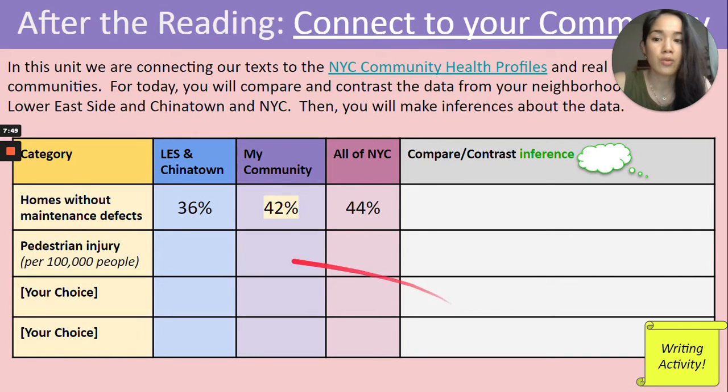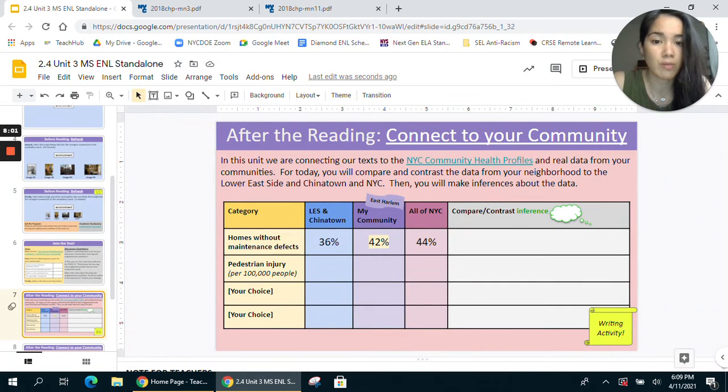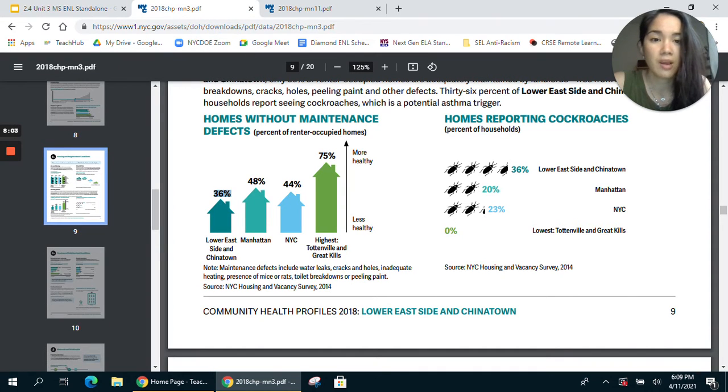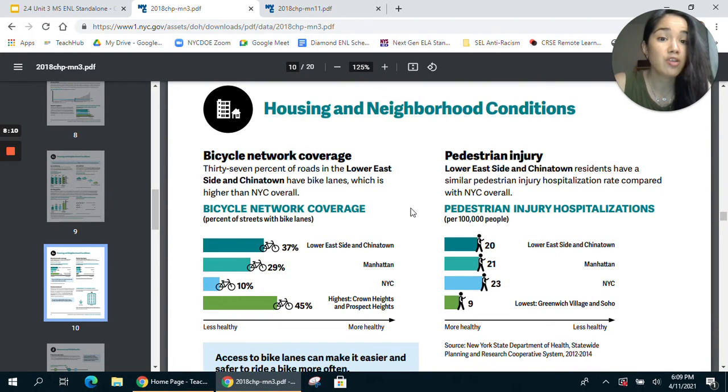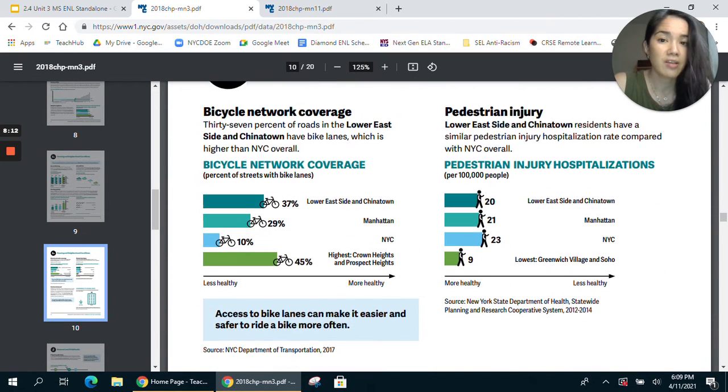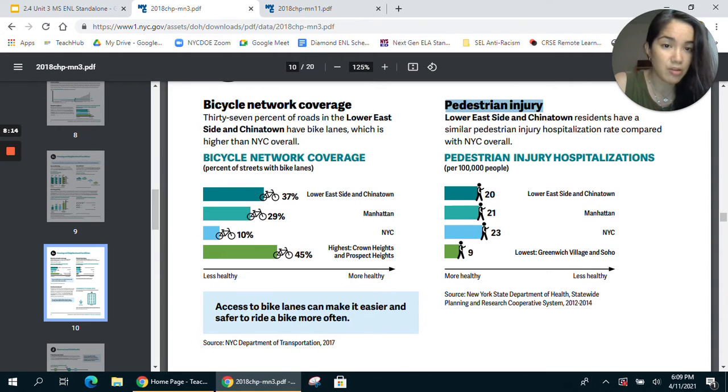Okay, thank you. So the next category that we're going to look at is pedestrian injury, which means how many people in the neighborhood have an accident when they're walking and have to go to the hospital. So again, I'm going to look at my two community health profiles I have open. The first one is for the Lower East Side in Chinatown. The pedestrian injury section is on page 10. It's up here at the top half of the page.